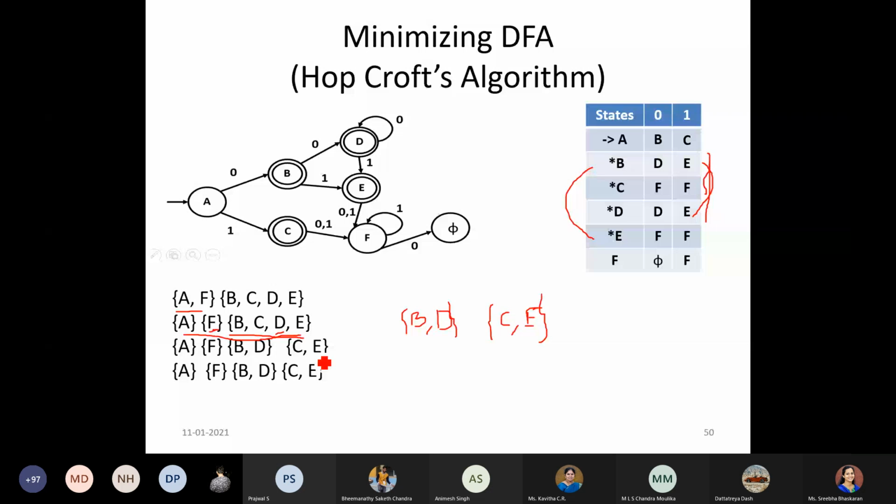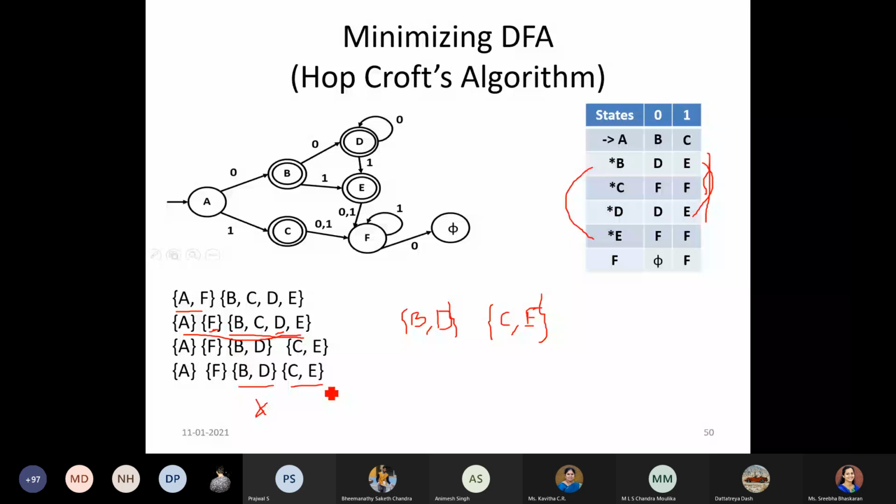Now if you see C and E, if you pick F, F with respect to zero transition, with respect to one transition also it is F, F. So both are in the same group, so we don't have to split. The final output would be AF, BD, CE. Now if I rename it, instead of BD, I consider it to be some X, and for CE to be some Y, this would be the minimized DFA which we can have.